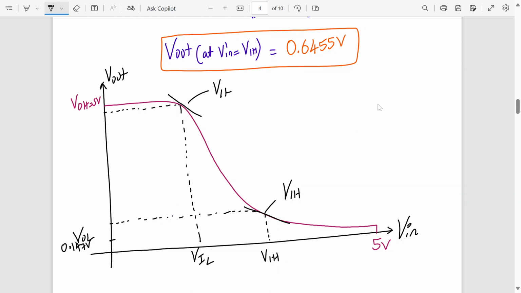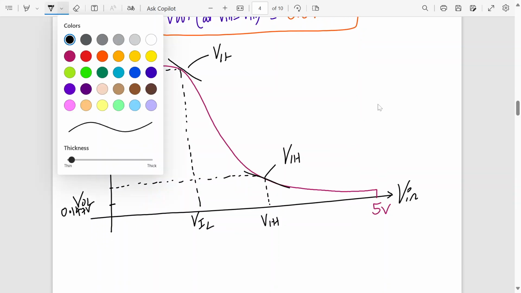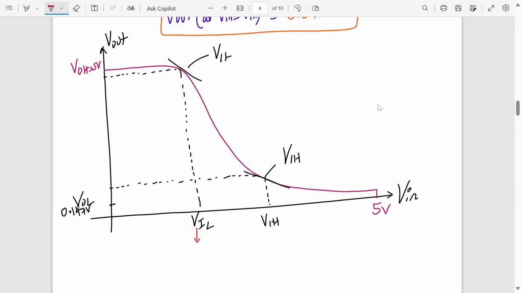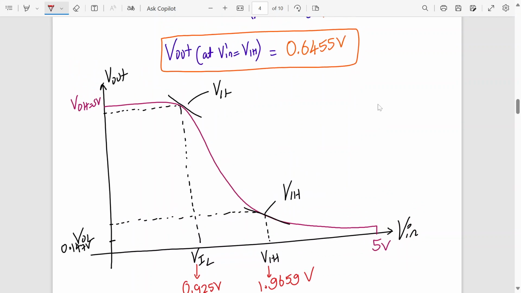How much is VIL? 0.925. This is 1.959657 volt. Yes or no? And what is the corresponding value of V out over here? 0.655. Here, how much is it? 4.9375. Are you understanding this? Here we have VOL also. VOL is this. Yes, correct. Are you following how to plot this now? Yes, no?